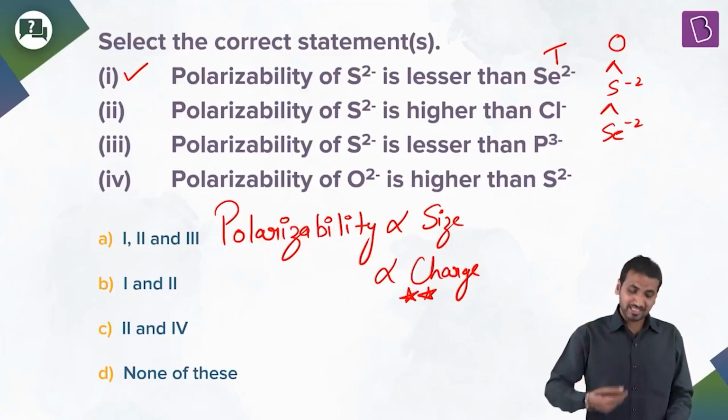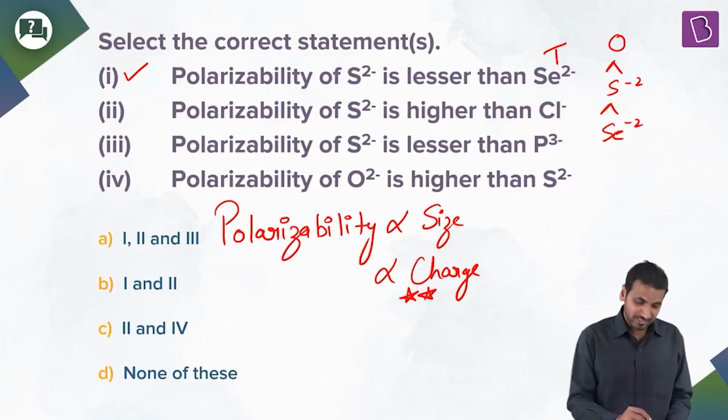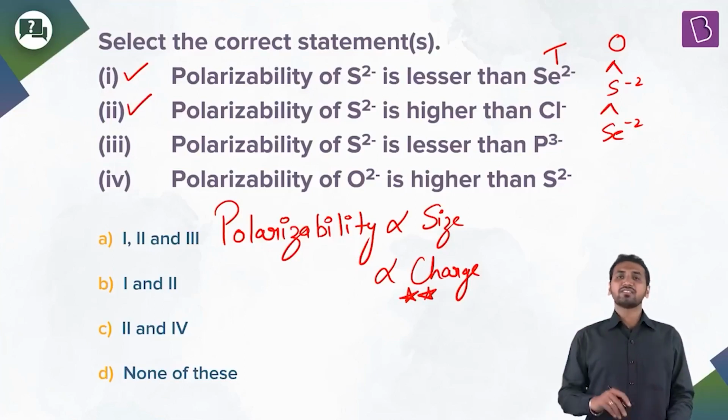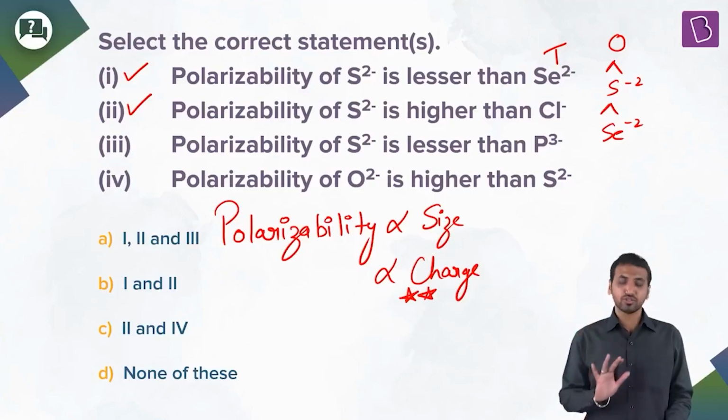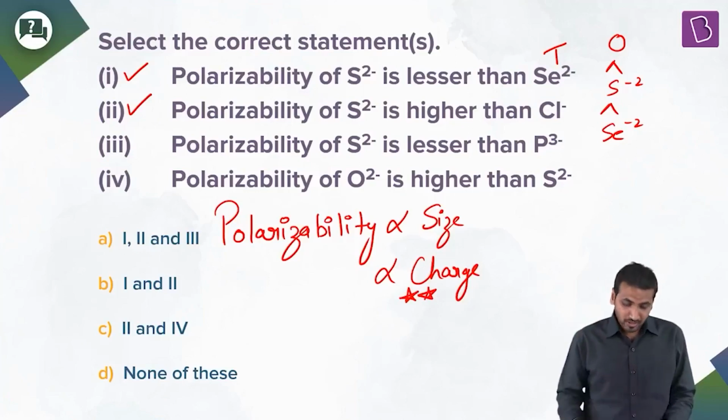So higher charge, higher polarizability. So S2 minus will have higher polarizability as compared to Cl minus. Perfect. This is also true. Move on to the third statement.